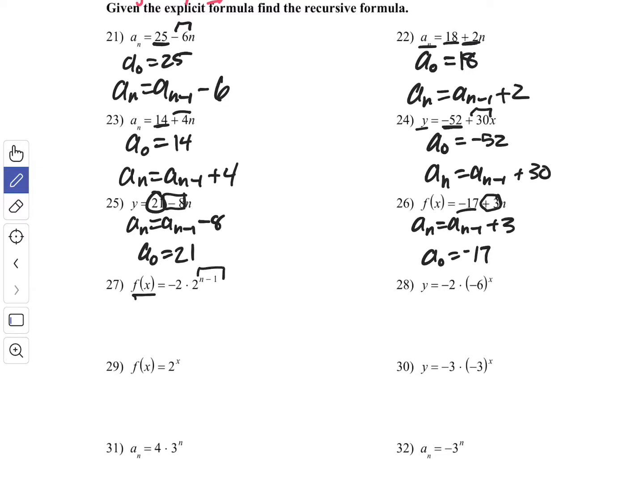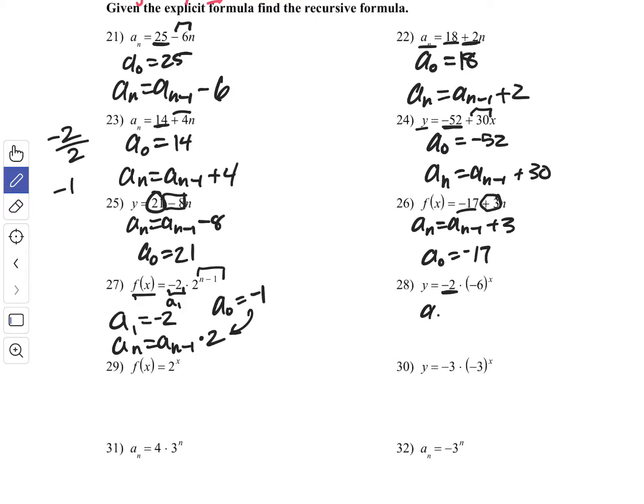Okay? Now 27 is different because now we have that n minus 1. But remember, that's telling us that this is actually a sub 1. So I could just go a sub 1 equals negative 2, a sub n equals a sub n minus 1 times 2. Or I could go a sub 0 equals, and then work my way back and say negative 2 divided by 2, so negative 1 would be my a sub 0. And then include that part. Okay, that's up to you. Doesn't matter how you do it.